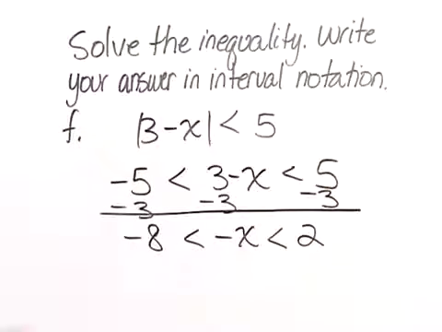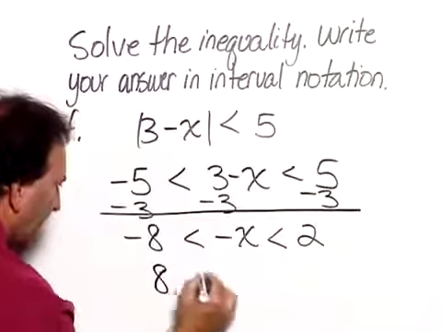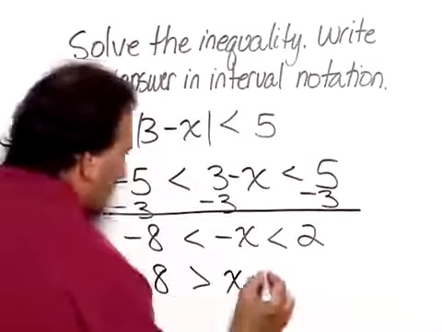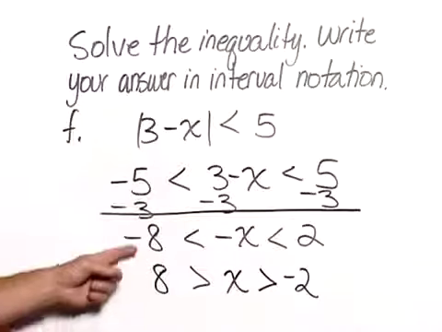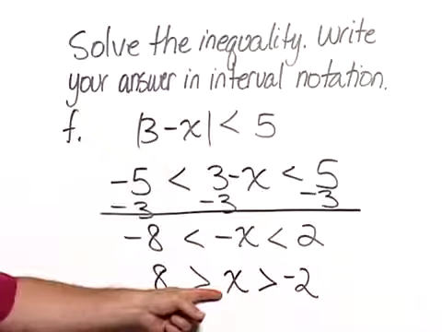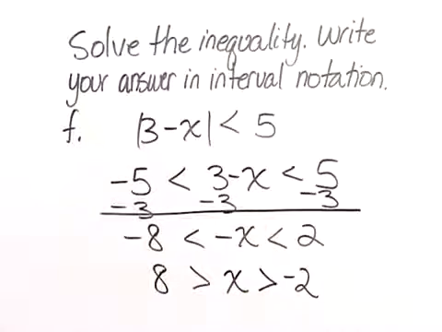Now we need to multiply each part by negative 1. Or you could think of it as divide each part by negative 1, which means we get 8. We need to reverse the symbol because we're multiplying or dividing by a negative number. And then we get negative 2. So negative 8 times negative 1 is positive 8. Negative 1 times x is positive x, and negative 1 times positive 2 is negative 2.